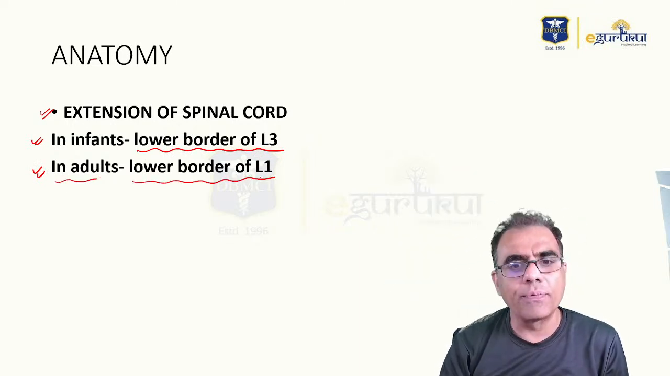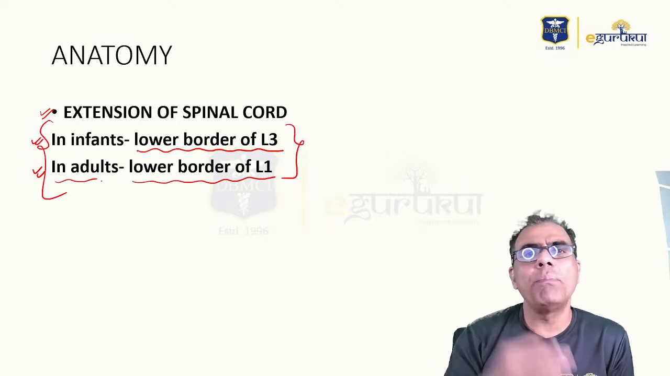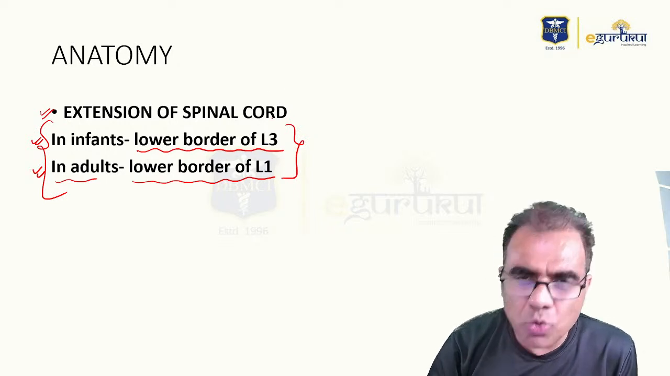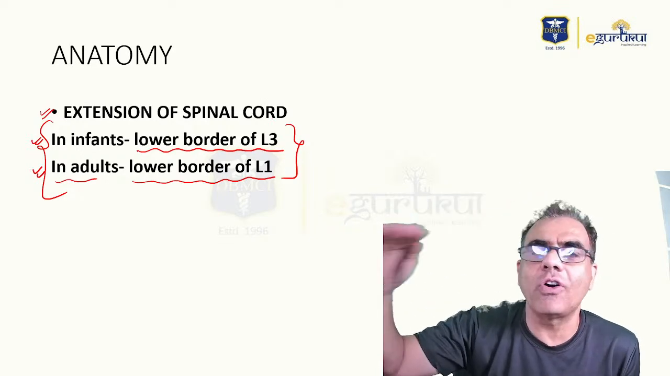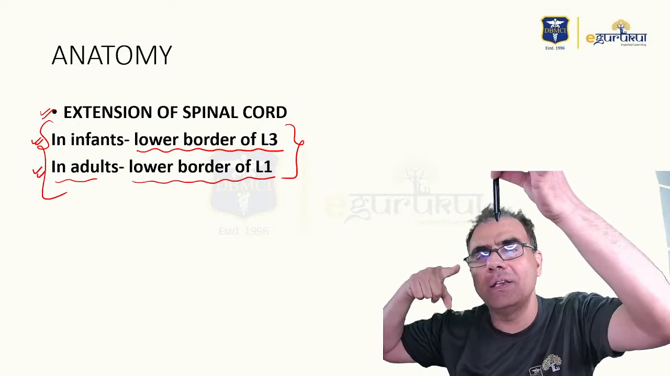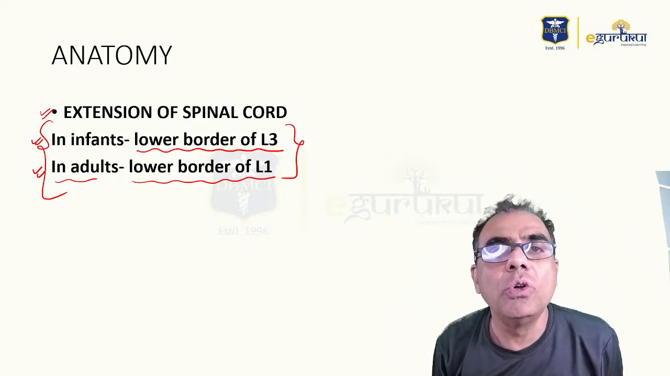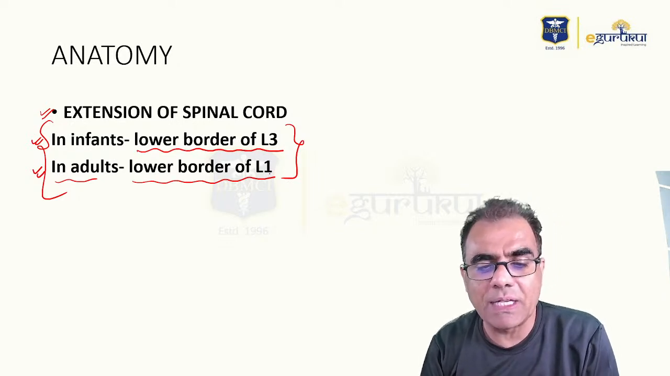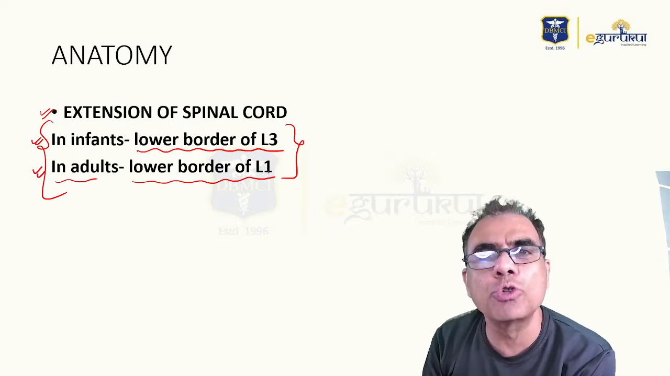Thereafter also the growth of the vertebral column is more, so it ascends further, and in adults it lies at the lower border of L1. The clinical significance of this is, if I ask you to do a lumbar puncture in an infant, then you must use a space below L3-L4, that is L4-L5 or L5-S1, because the cord extends up to the lower border of L3. If your needle becomes cephalad, you can cause direct injury to the spinal cord. Similarly, in adults, you should never use any space above L1-L2, or L1-L2 also, in fact.